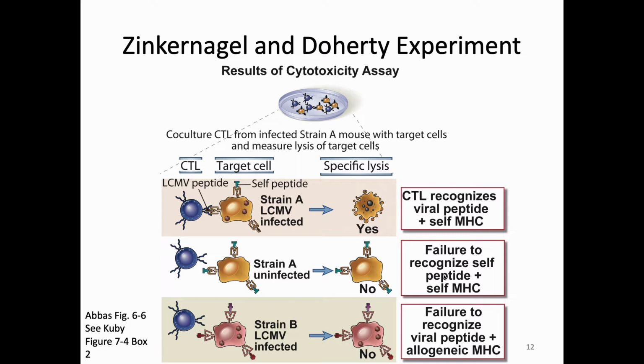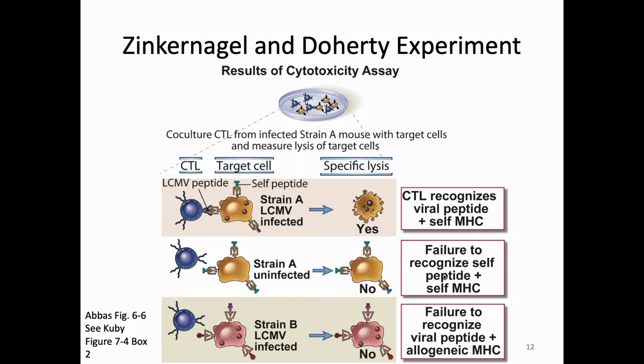These came from an LCMV infected mouse. These were LCMV infected. But the other really important piece of this is they took these T cells. They came from a strain A mouse that was infected with LCMV, and they used target cells from a strain B mouse that was infected with LCMV. So we got the same virus here, but these cells are from two different genetic types. And in that case, the T cells didn't work. The T cells could not kill the targets.